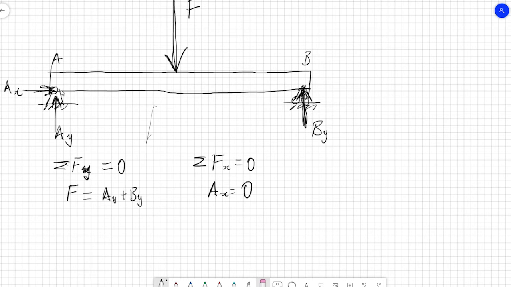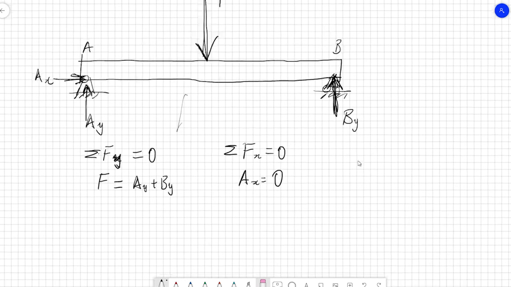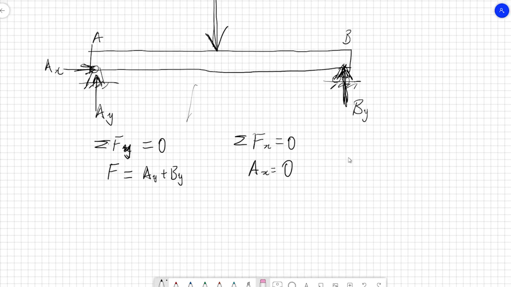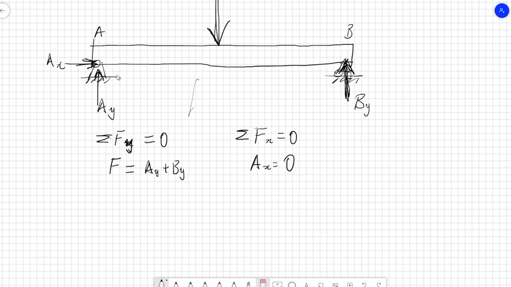Now, this is the horizontal and vertical forces. Now, what about the moment? What we can do is look at the moment at A. The sum of the moments at A has to equal 0 as well. Otherwise, the whole beam will start spinning.